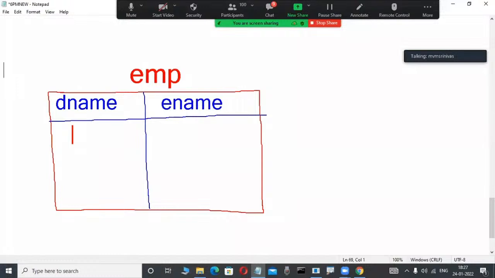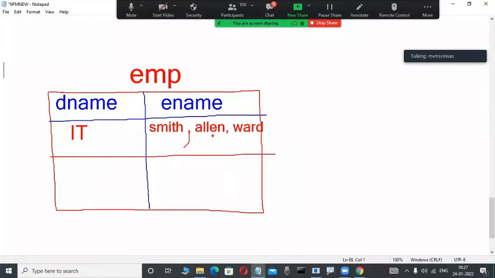Here IT is a department. That is data. In this department, 3 employees are working. Slowly observe here, very interesting. Smith is an employee. For example, I am giving Smith as an employee, comma, Allen is an employee, comma, Ward is an employee. I am representing that 3 employees are working in the IT department. That's why I am representing the data in this format. IT is a department, and in that department, Smith, Allen and Ward are working.